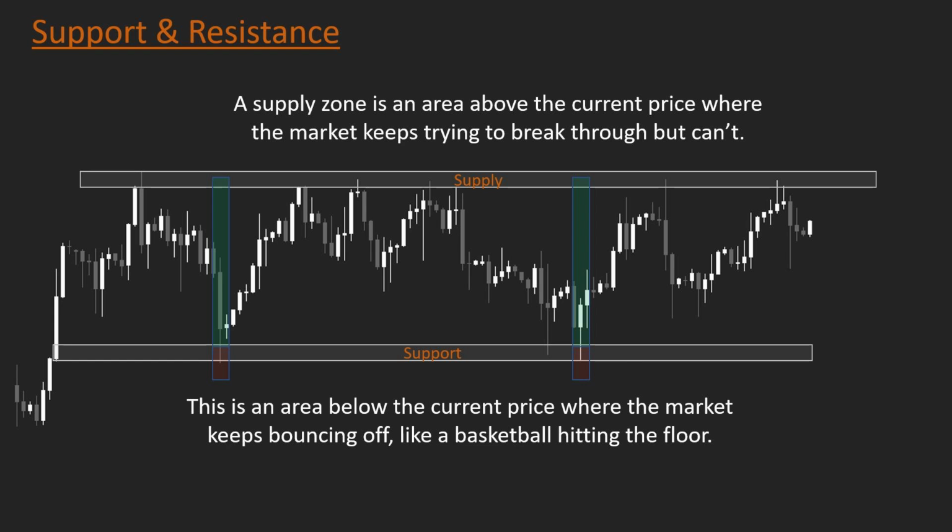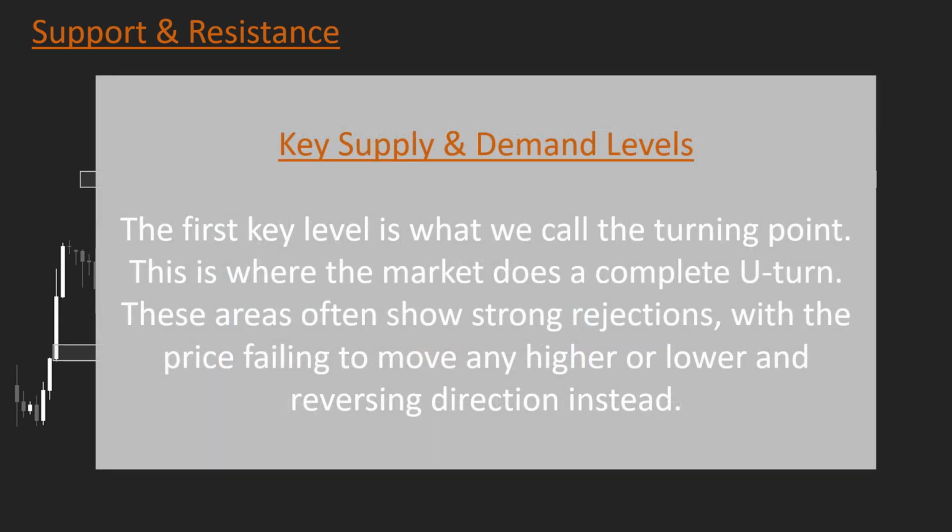Now that you know the basics, let's move on and talk about how to actually find these zones and use them to your advantage. Let's dive into some of the key supply and demand areas on the chart that we consider optimal trading zones. The first key level is what we call the turning point. This is where the market does a complete U-turn, like a driver realizing they missed their exit. These areas often show strong rejections, with the price failing to move any higher or lower and reversing direction instead.